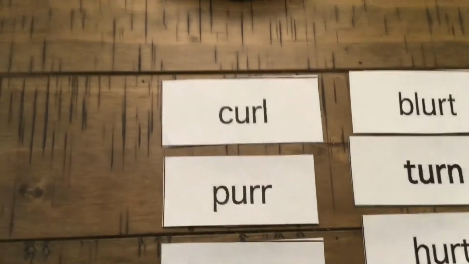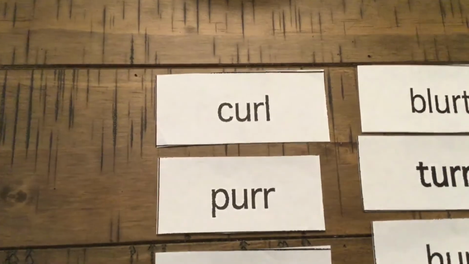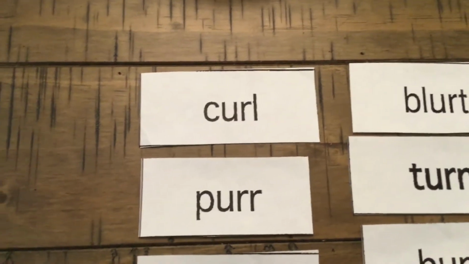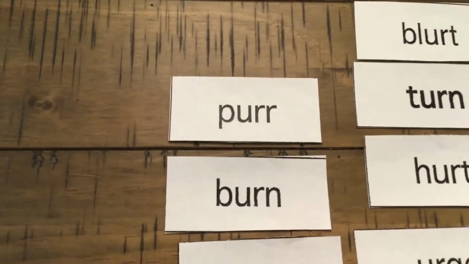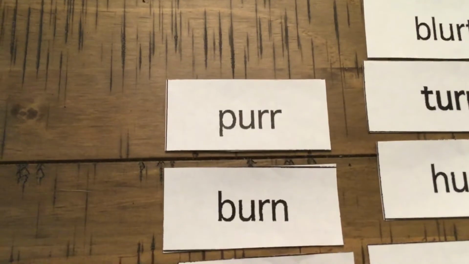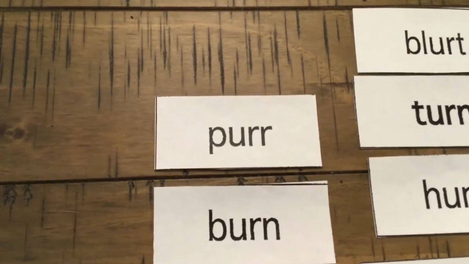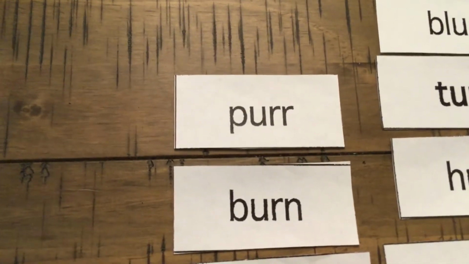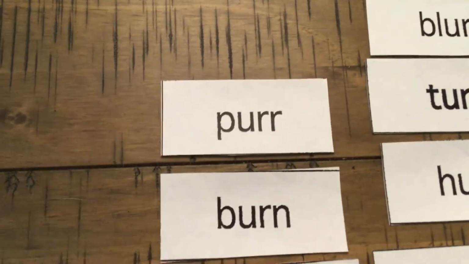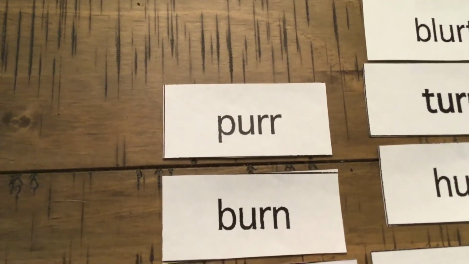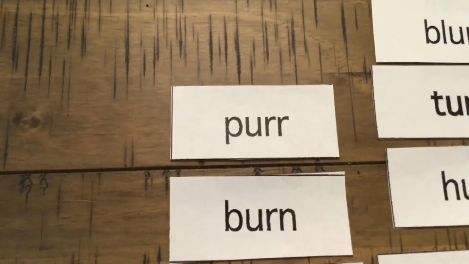Second column. Curl. I just see the U with the R, and it's saying So I'm going to move that one to my group. Purr. When I look at purr, I hear and I see the UR. I don't see any other vowels. I do notice, though, that there is a double consonant. So the R is doubled.